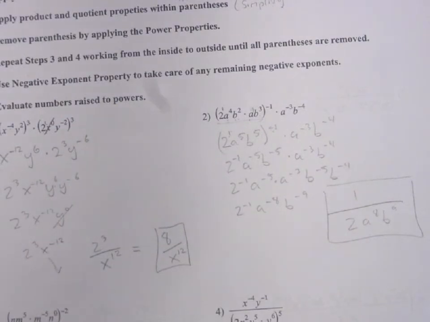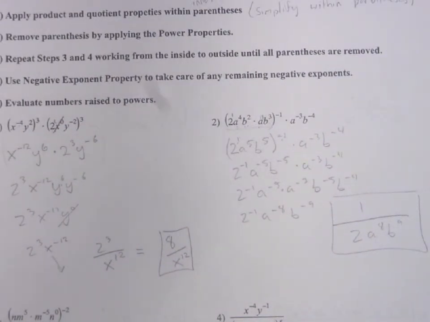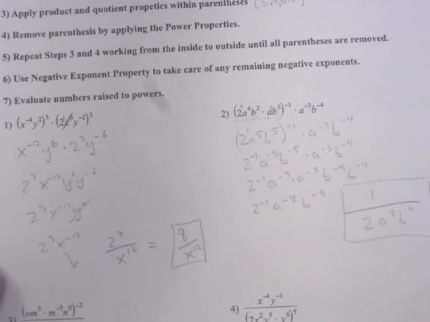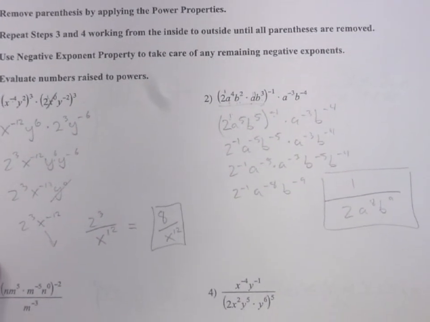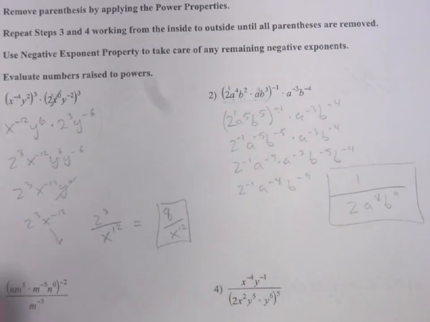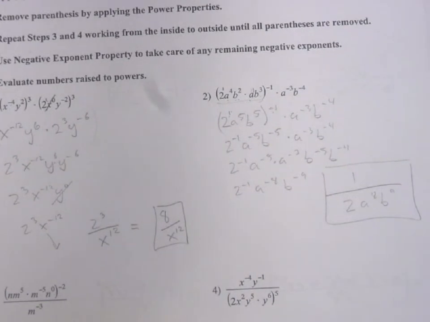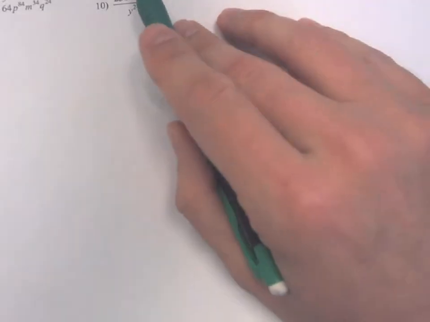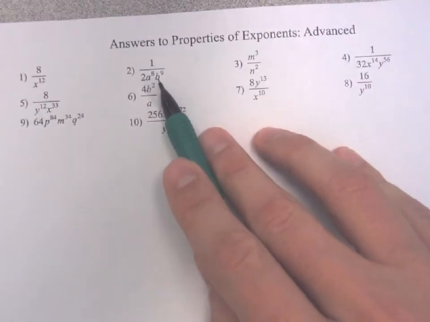So again, we're working our way from the innermost parentheses to the outside, which is actually kind of normal for order of operations. We're just doing properties of exponents. We don't have any add or subtract or whatever. But we just want to simplify within the parentheses, then remove them, then simplify again, and so on until everything's combined the way it's supposed to be. All right, let's go ahead and double check our answer, make sure we're on the right track. So 1 over 2, a to the 8th, b to the 9th. Okay, looks good.